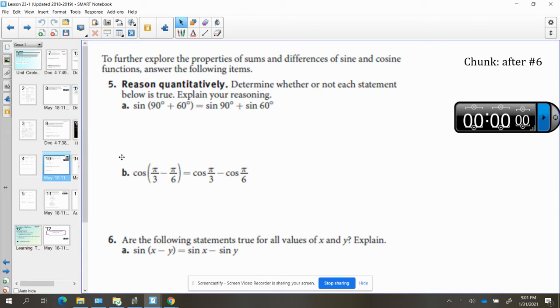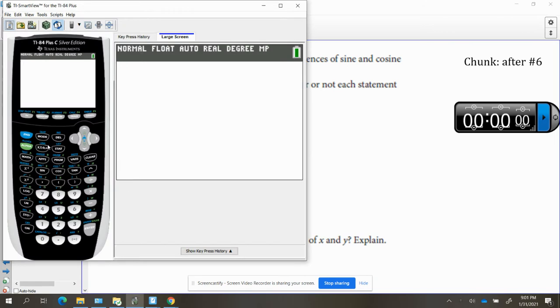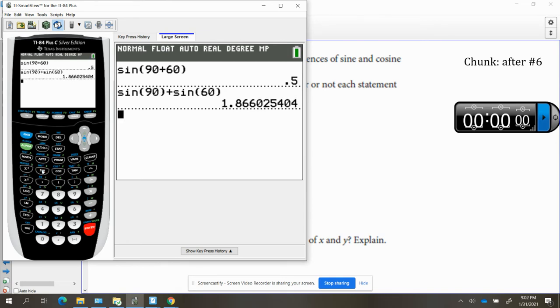And what we're looking at with number 5 is we're checking out, do these identities hold true? Would this statement be a true statement? Is this an identity or not? So one way we could do that is by checking out, okay, sine of 90 plus 60. Does that equal sine of 90 plus sine of 60? What we're going to see, that's not true, right? This doesn't hold true. Nor does part B in number 5.